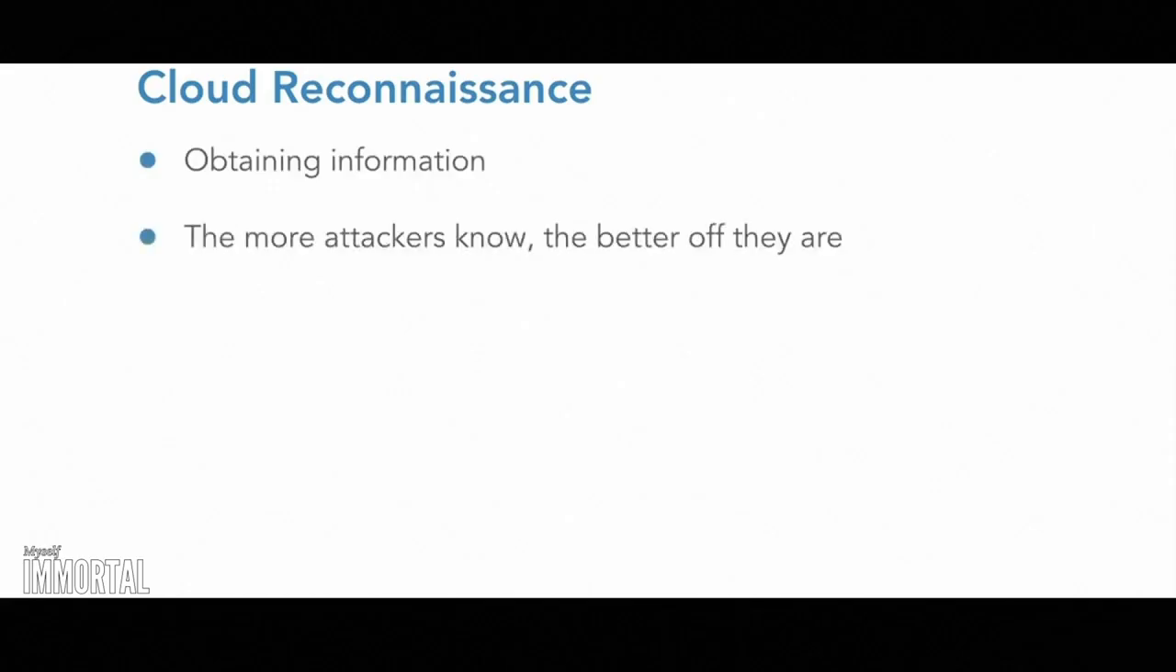Let's apply each of these 5 phases to cloud computing, starting with cloud reconnaissance, which is essentially, from the malicious user's perspective, a fact-finding mission. It's about obtaining information. In the end, the more that an attacker knows about a potential target or victim that's using cloud computing, the better off they are to mount and execute an attack that will succeed.